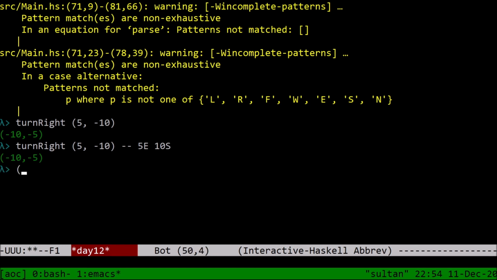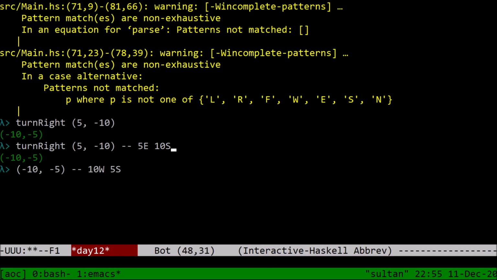And so minus 10 minus 5 is in our coordinate system. X negative is west, 10 west, I'm sorry. And minus 5 is south 5. Right? That doesn't look like turning right, does it?